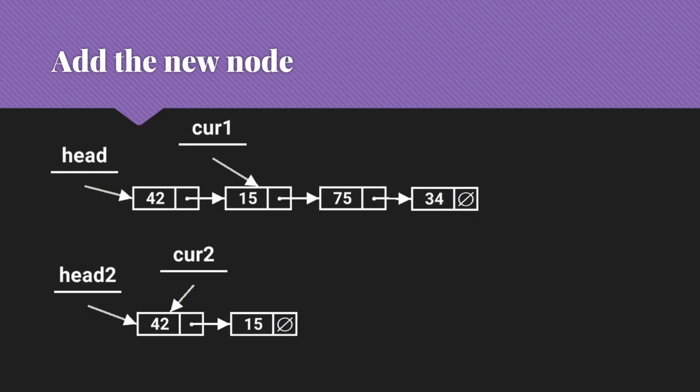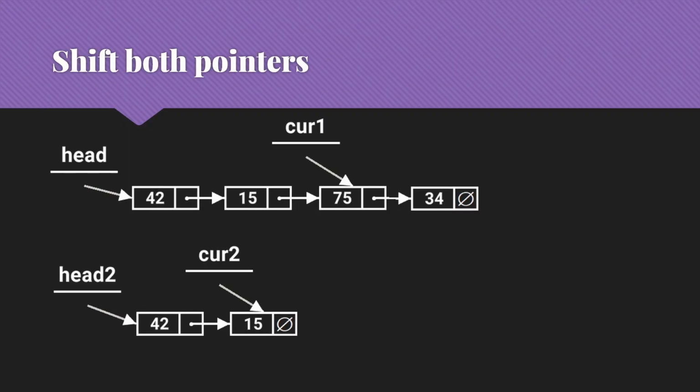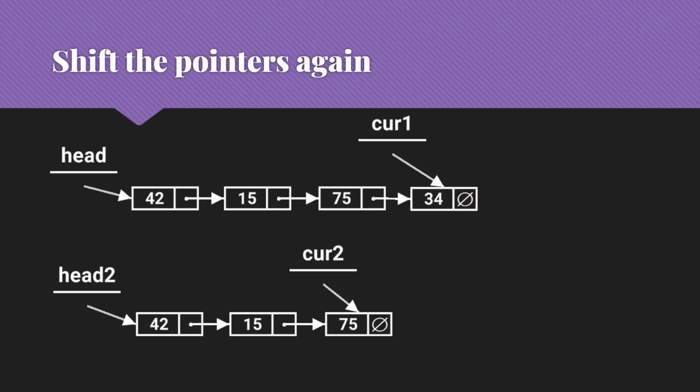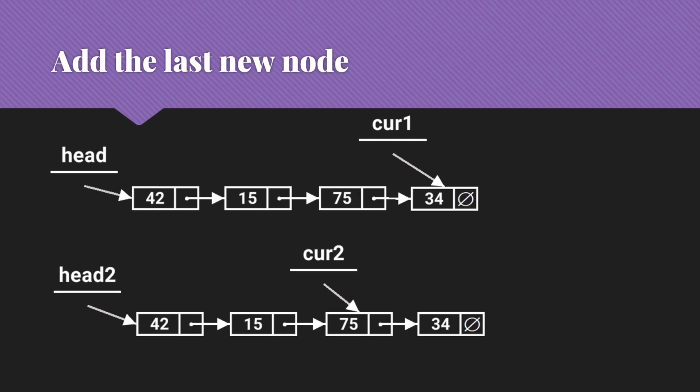We now need to move our pointers along so that they're ready for us to copy the next node. We shift the pointers, we add the next node in the same exact way. Shift the pointers again, and then we can add a node corresponding to the data cur1's pointing at, and we have actually copied our whole list.